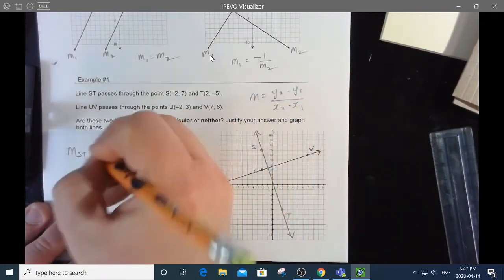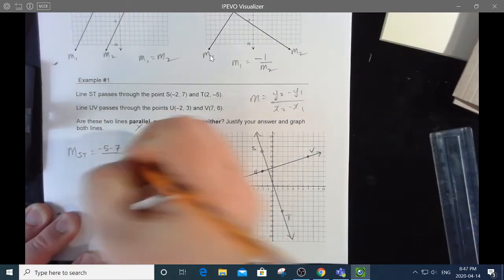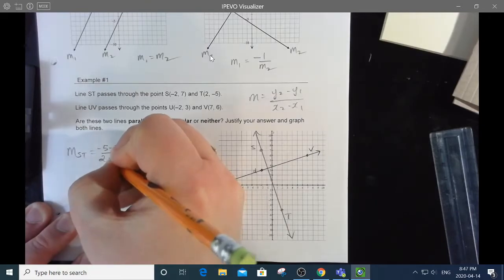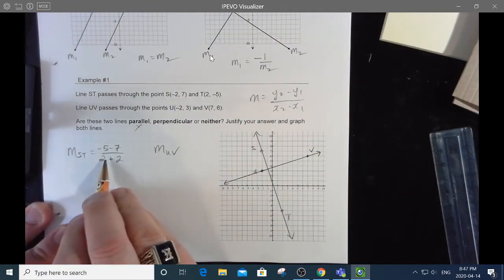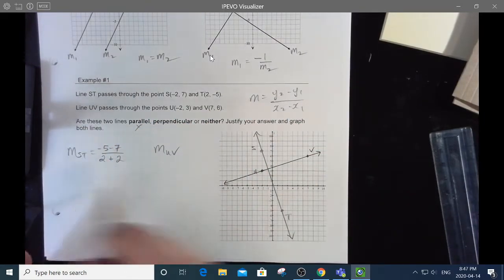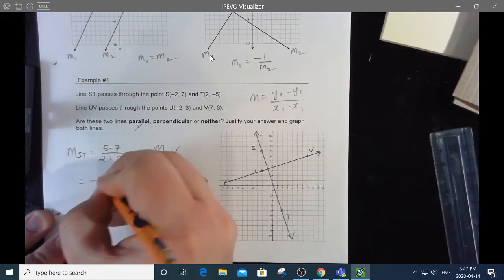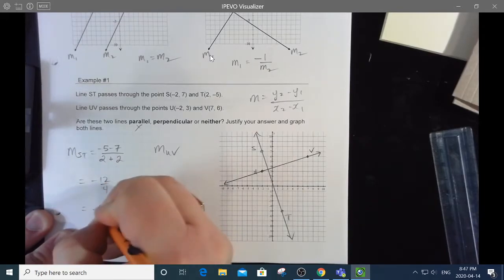So it's going to be negative 5 minus 7 over 2 minus negative 2. Oops, 2 minus negative 2. Notice how I say that? Minus negative, and I just use the 2 negatives and turn them into a plus. I know, little tricks of the trade. So that's going to be negative 12 over 4, which is negative 3.